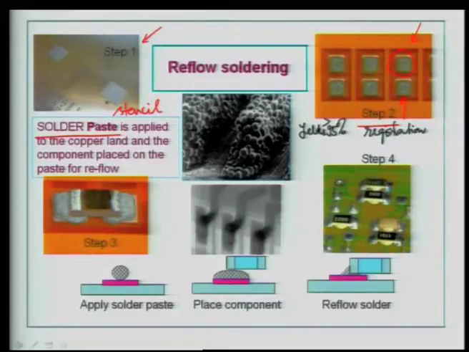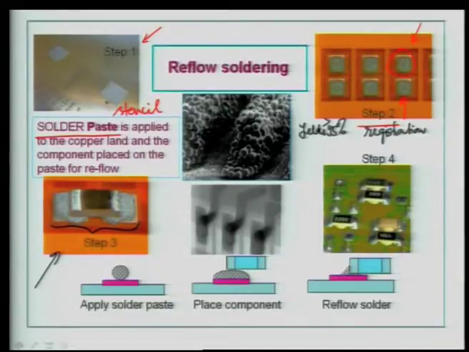Step 3, as you can see here, there is a surface mount device like a resistor or a capacitor that is placed on the footprint where the solder paste has been dispensed. Here again we use equipment based placement.